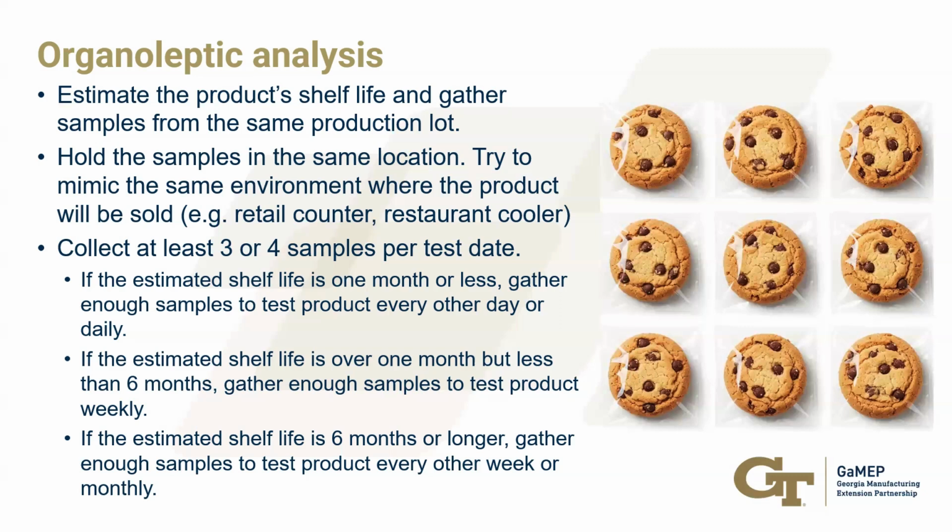If you're making a product for food service, it's probably going to be held in the restaurant's pantry, cooler, or freezer. But if you're making a product for retail, is it going to be stored in a retail counter under bright fluorescent lighting? Is it going to be stored back on an ambient shelf where it might have some shadow?